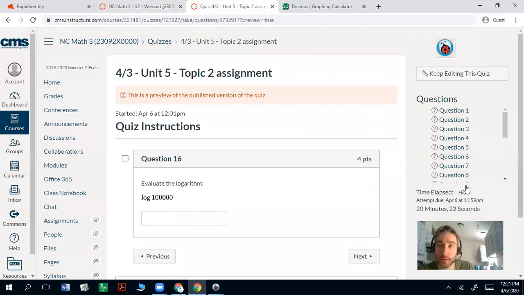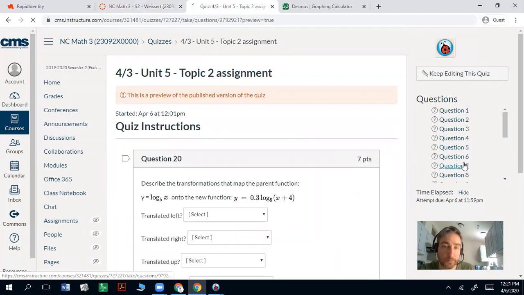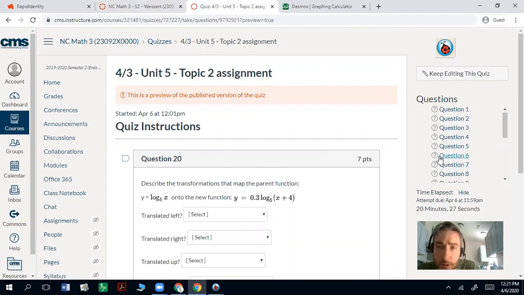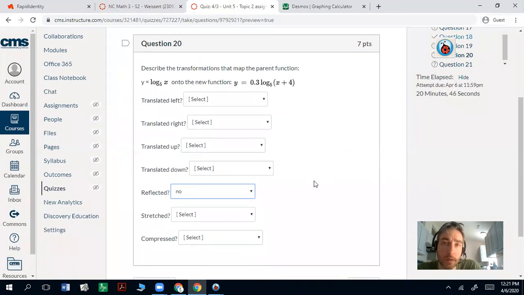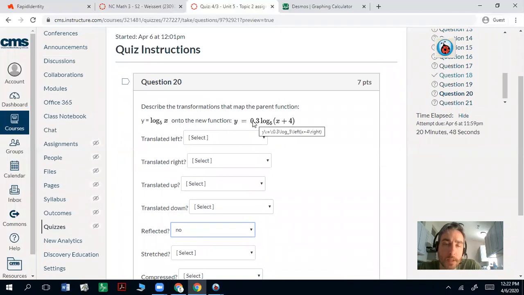So that leaves us with the last couple of the transformations, 20 and 21. We'll do 20. 20 and 21 are similar. Talk about transformations. We want to know what happens when I multiply the outside by a number between 0 and 1. Does it reflect? Well, it doesn't have a negative, so guess what? Not going to reflect. Between 0 and 1, does it stretch or compress? Well, multiplying by a smaller number should make it smaller, so not stretching. Stretch makes it taller, makes it bigger.